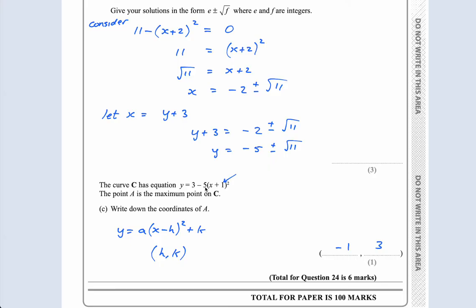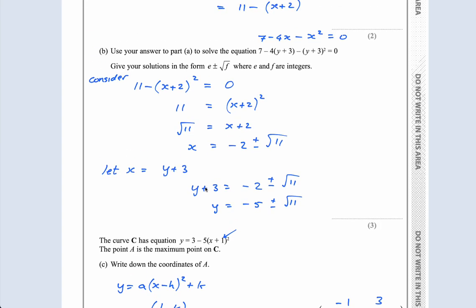Okay, done, guys. That is the paper. Obviously, last few questions were very challenging, but hey ho, this is IGCSE higher level mathematics, and I'll see you in the next past paper.